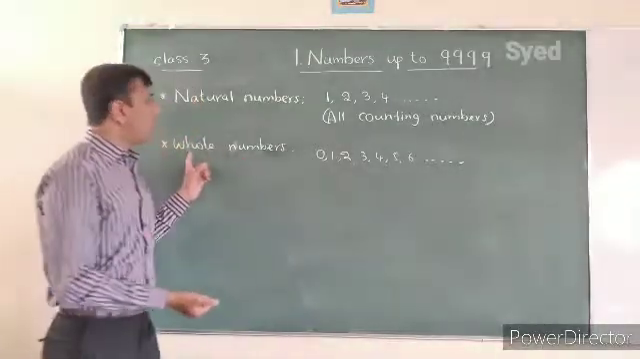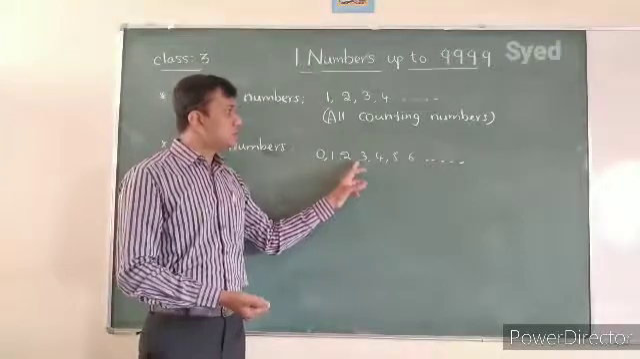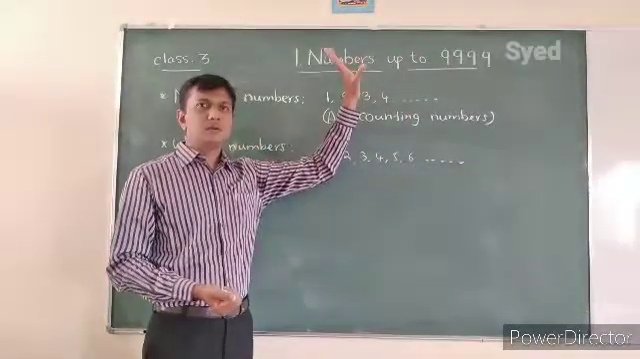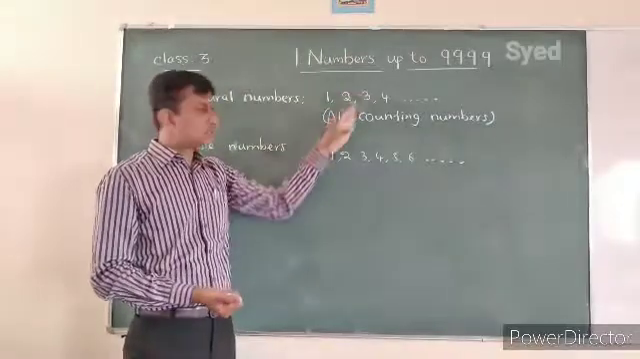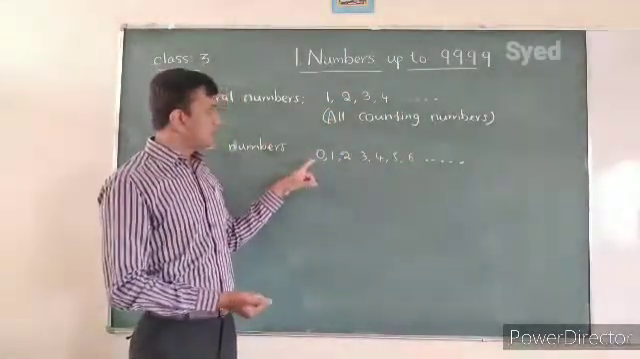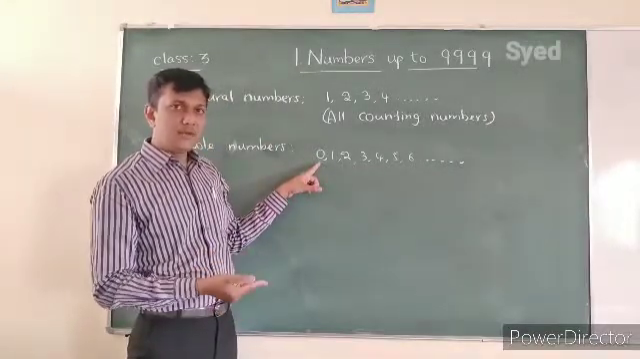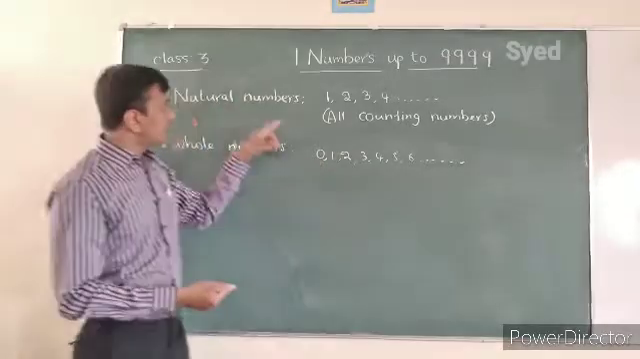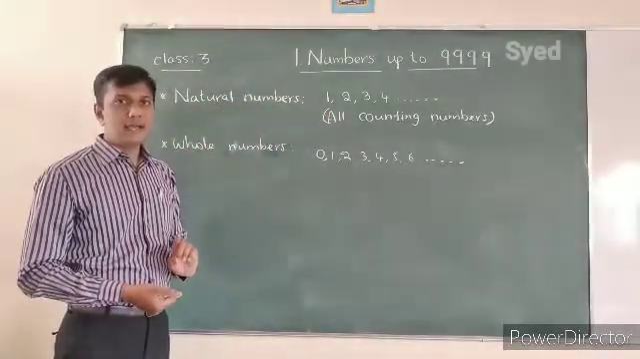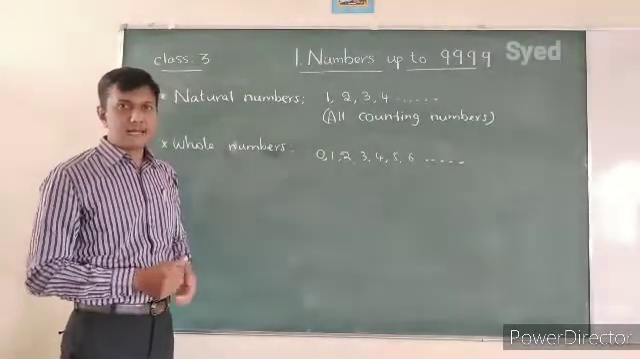So, that's why whole numbers are formed. 0, 1, 2, 3, like this, countless. As we have natural numbers, similarly whole numbers are countless, there is no end. So, here the smallest whole number is 0. Smallest natural number is 1. Clear? So, this is what we have learned in the previous class.